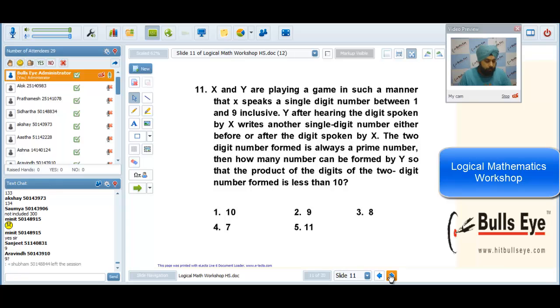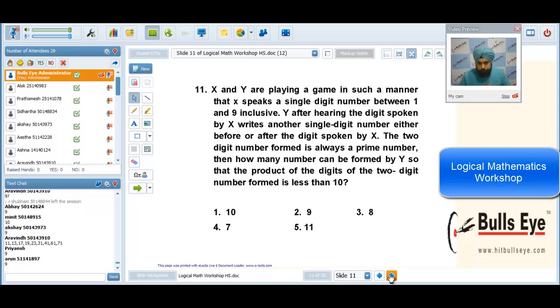Answer this question. So is the answer 9? That's good, Arvind. So guys, there are 9 such numbers possible. Question is to be done, but it is not a tough one. You can answer it logically.